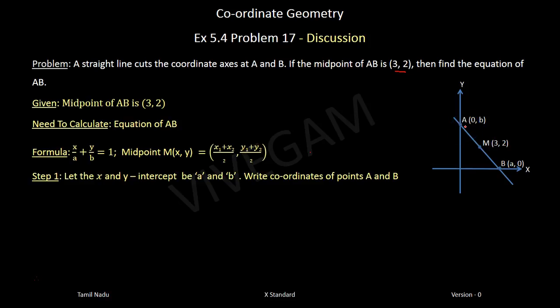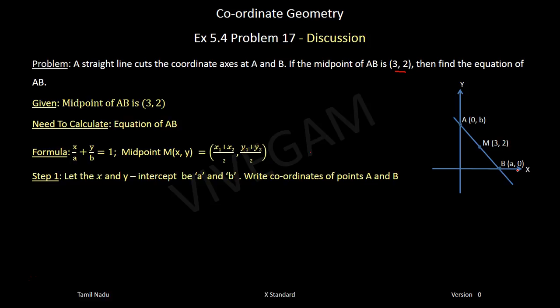You got it? So step 1: let the x-intercept be a and the y-intercept be b. The x-intercept is the point at which the line cuts the x-axis, and its value is a, so this point is (a, 0). The y-intercept is b, the point at which it cuts the y-axis, so the coordinates at that point will be (0, b). When it cuts the y-axis, x is 0, and the y-intercept is b, which means the other coordinate is b. So the coordinates of A and B are (0, b) and (a, 0). I hope that's clear.